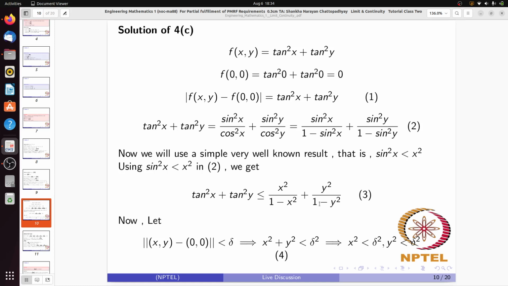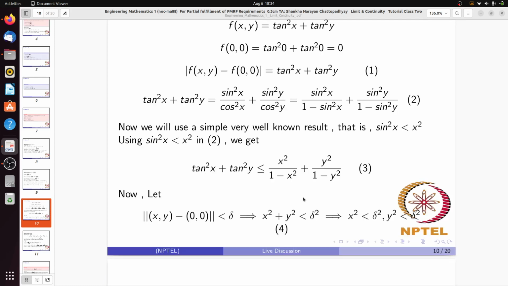Now let norm of (x,y) minus (0,0) be less than delta. What does it give? It gives the square root of (x minus 0) whole square plus (y minus 0) whole square, so square root of x square plus y square is less than delta. So x square plus y square is less than delta square, which will eventually imply that x square is less than delta square and y square is less than delta square, because their sum is itself less than delta square.